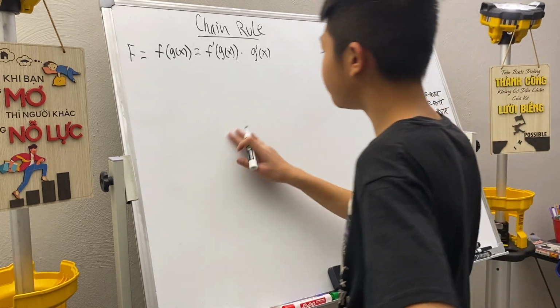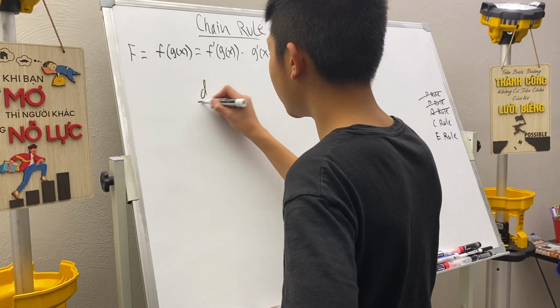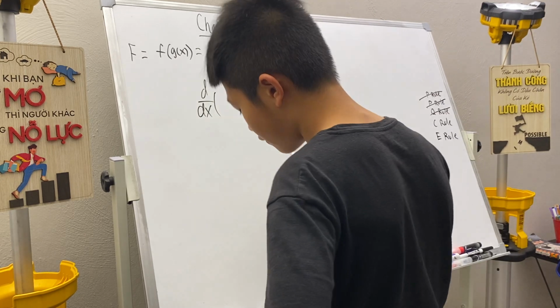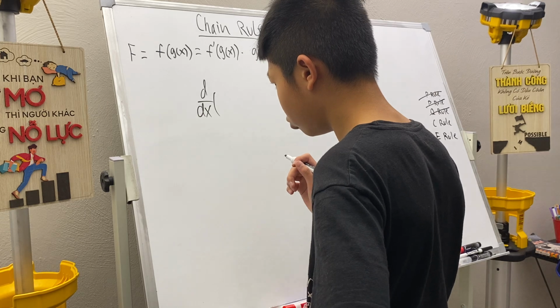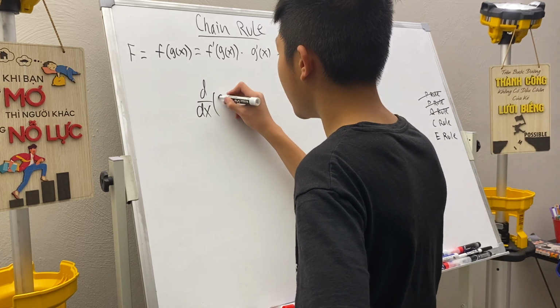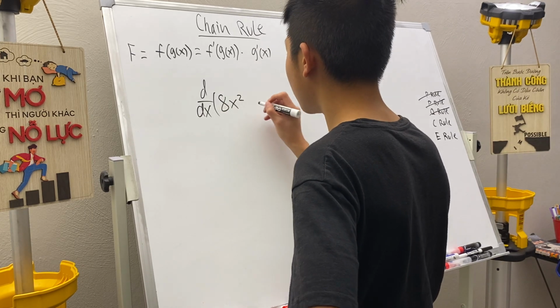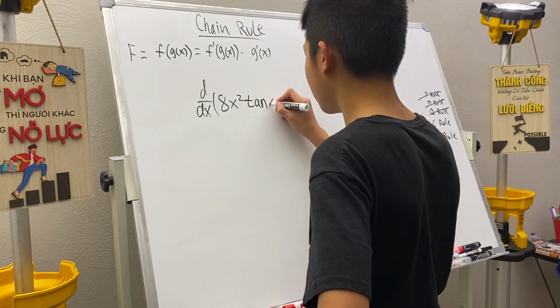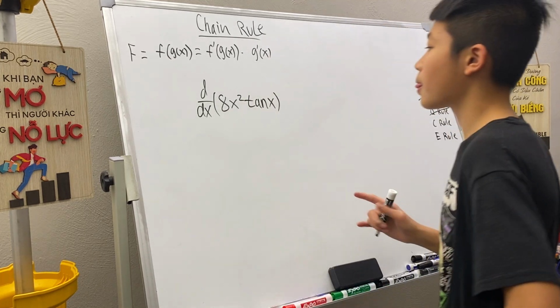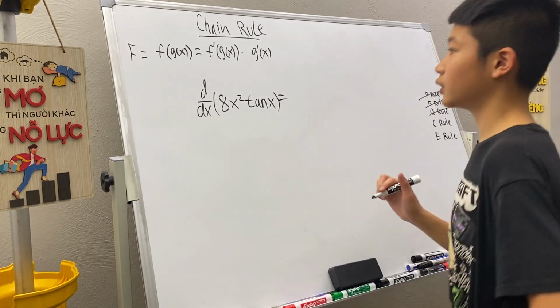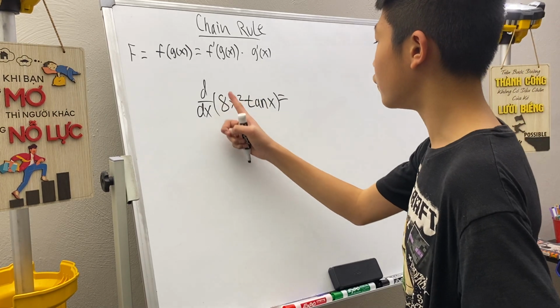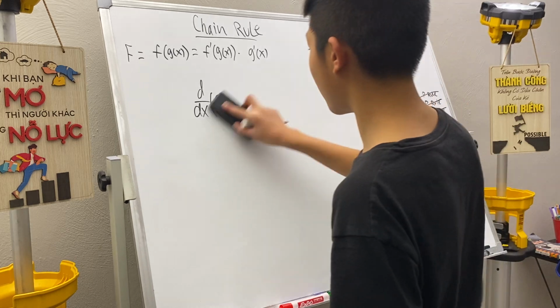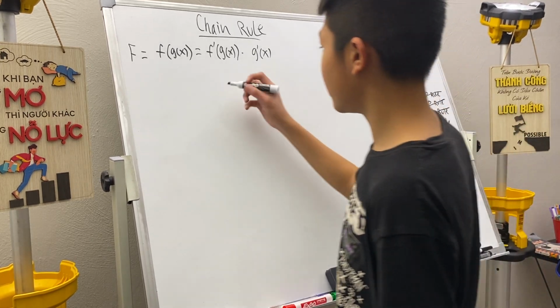So let's say we're taking the derivative of the function 8x squared times tangent x. Okay, it's equal to what? It's a 2 function. Oh, I was wrong. This is part of rule one. My bad. Please forgive me.